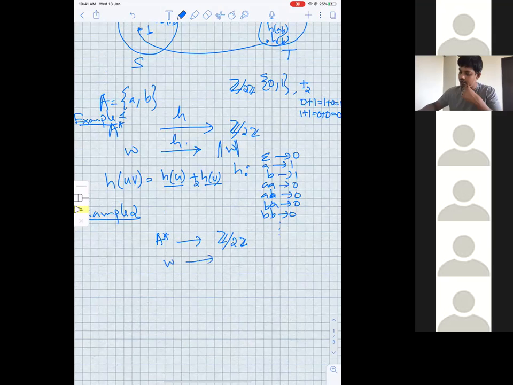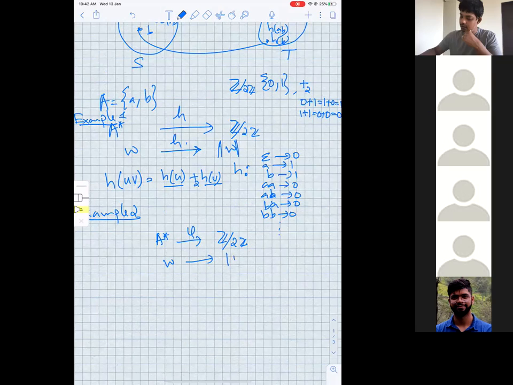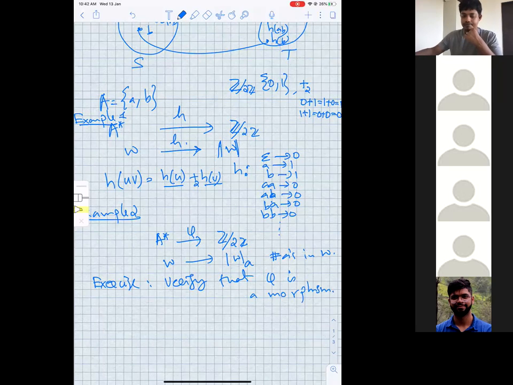If I map W, let's call this thing phi, if I map W to WA, that means the number of A's in W. This is also a morphism. Phi is a morphism. I hope, any doubts?